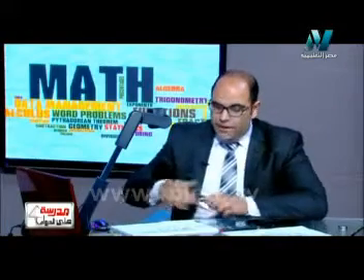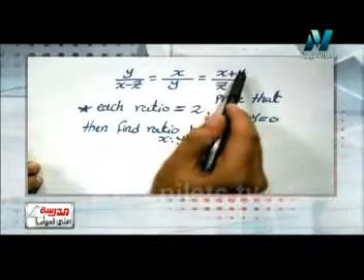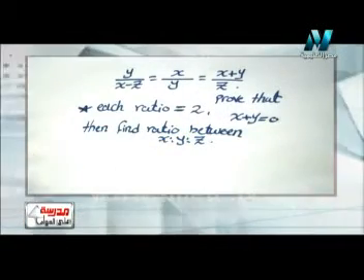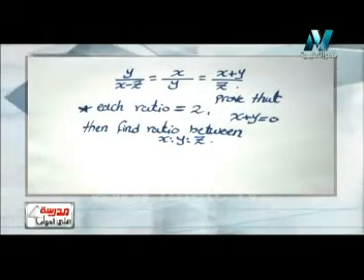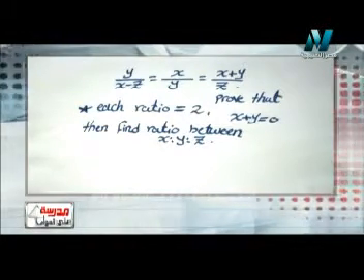In this question, the first question says: if I have the proportion y over x minus z equals x over y equals x plus y over z, we want to prove its ratio equals 2. Okay, how do we find the answer?